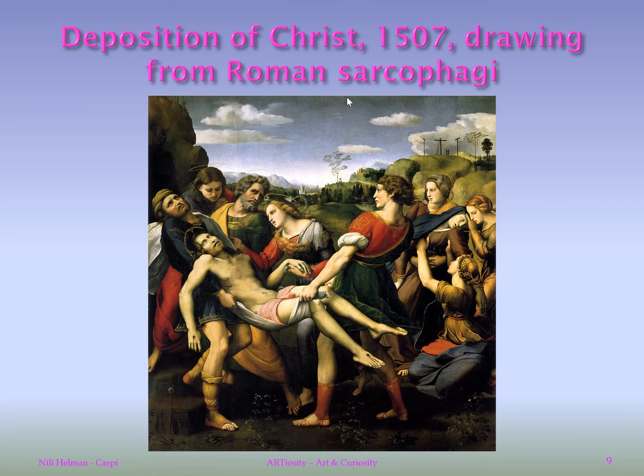Deposition of Christ, 1507. Drawing from Roman sarcophagi, this is an oil on wood painting, which is in the Galleria Borghese in Rome. Dimensions are 72 by 69. It is a part of a larger altarpiece, and the subject is a very common one, a very emotional one, showing the sorrow, the anger in the eyes of the participants in this scene when Christ is taken off the cross.